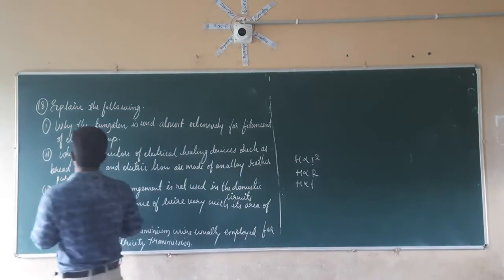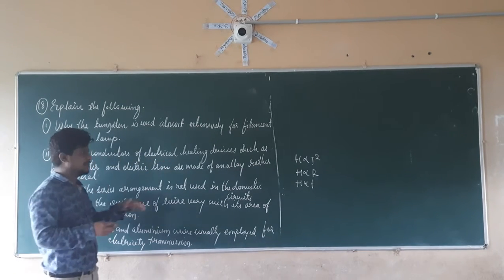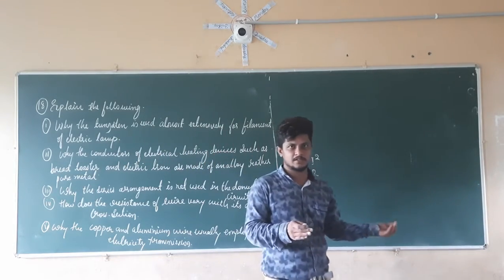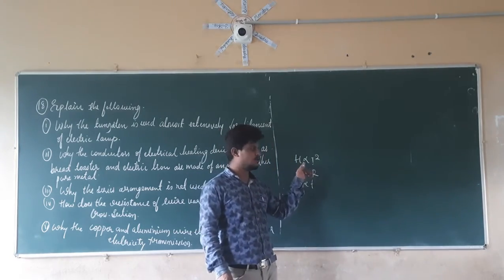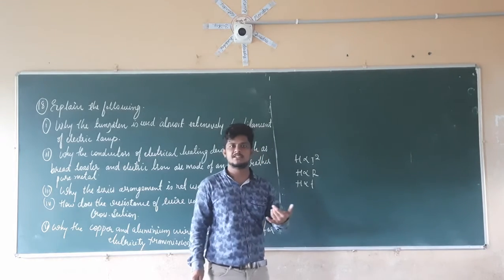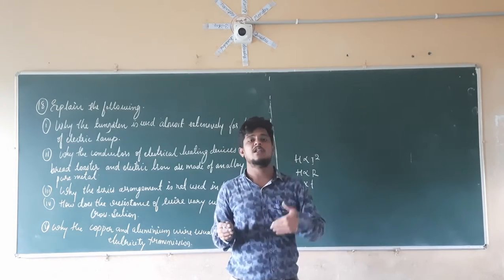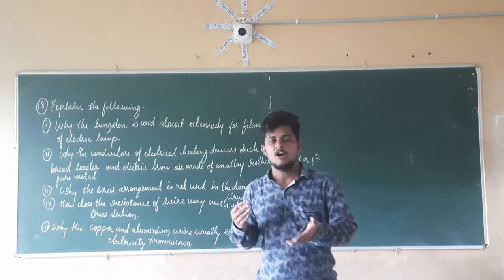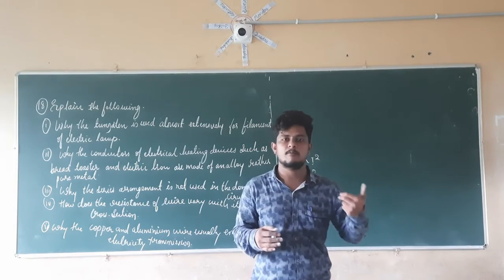But if you consider an electrical heating device, what we require here is heat production. Heat production is directly proportional to the square of the current, and directly proportional to the resistance of the conductor. Metals are good conductors of electricity, but they lack resistance. If you compare metals to alloys, alloys have more resistance.